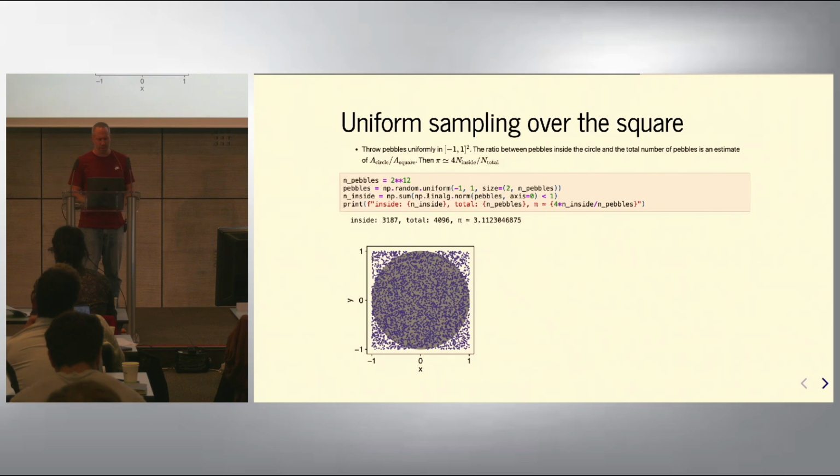And this little snippet of code counts how many of those pebbles fell inside the circle with respect to the total. In this case, I threw 4,096 pebbles, and about 3,200 fell inside the circle. So if I take the ratio and multiply by 4, I get an estimate for pi, which is 3.11. Not great, but that's a start. It's not that far. So I've basically been trading an integration problem, which would be to integrate the area of the circle, into, well, a probability problem, which is to compute this ratio.